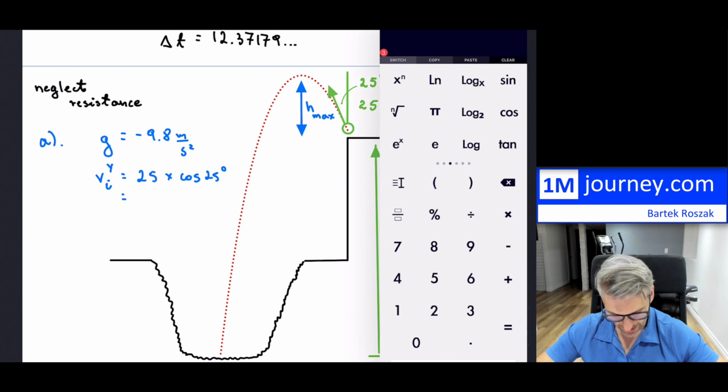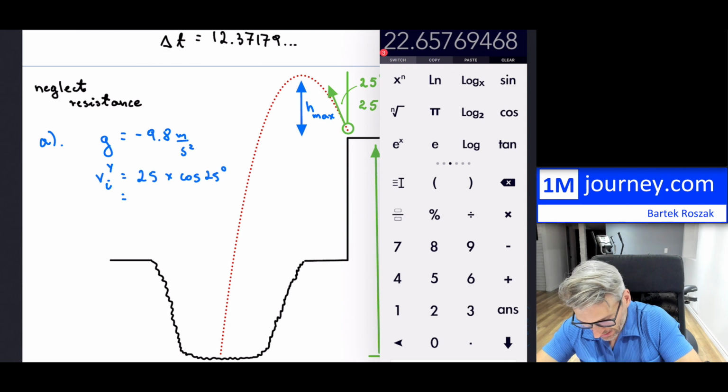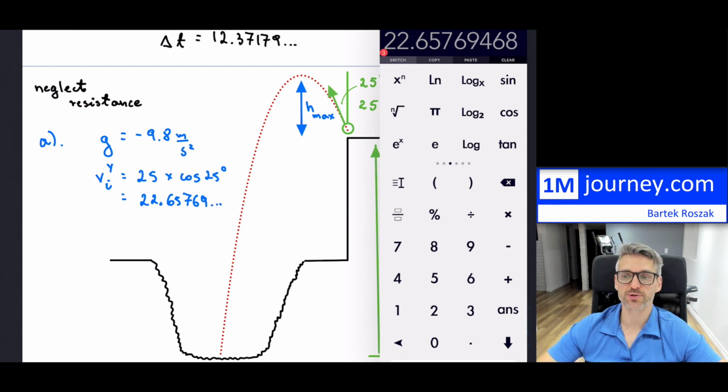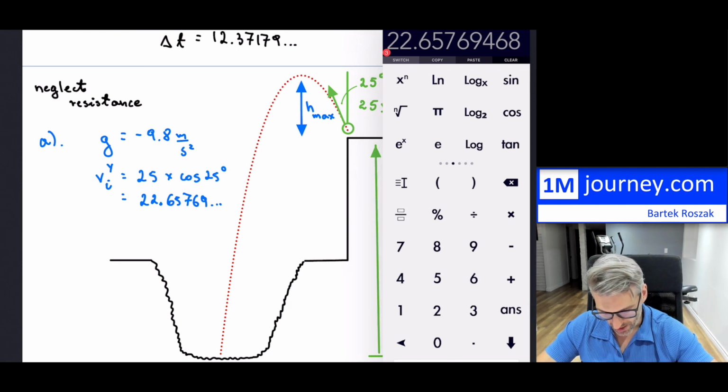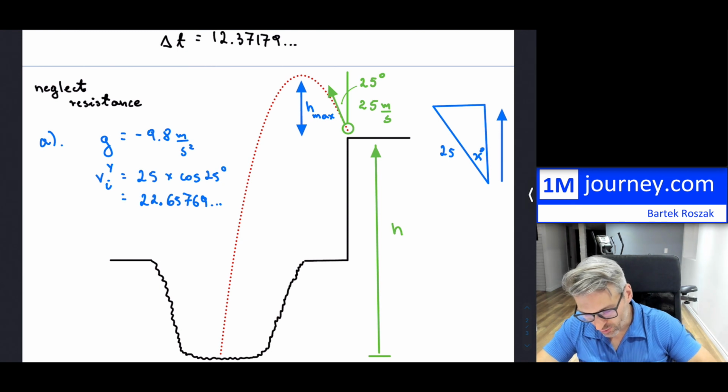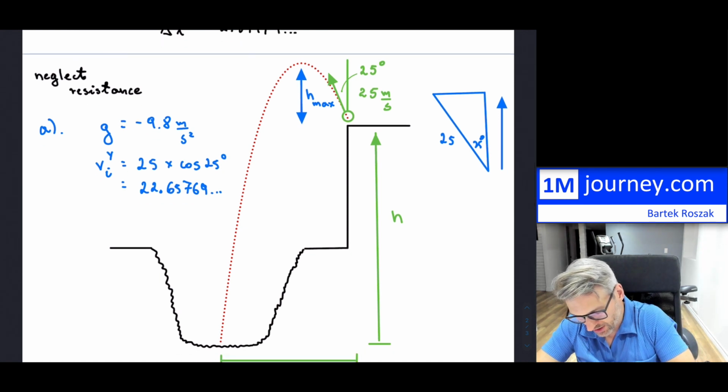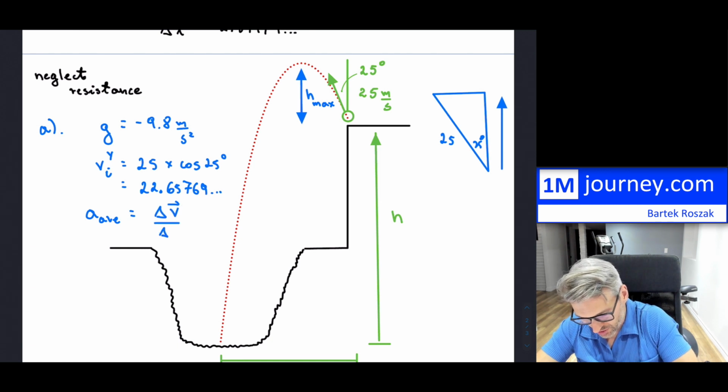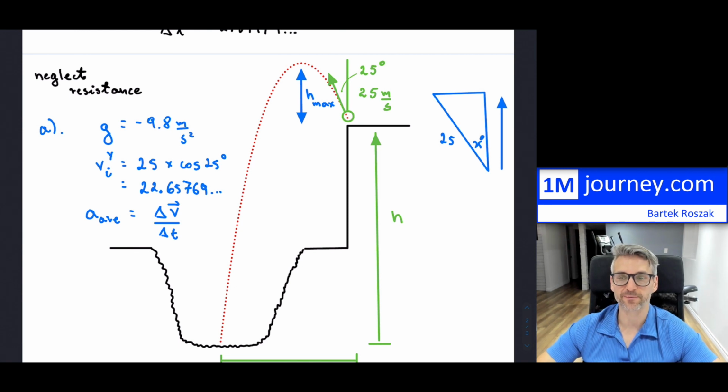Let's work that out. So 25 multiplied by cos of 25, and that's going to be approximately 22.65769, etc. meters per second upwards. Let's assume that up is positive there. Okay, fine. So now I will use the definition for the acceleration. My average acceleration is nothing else but the change in velocity divided by my change in time, right? So this is what I have in here.